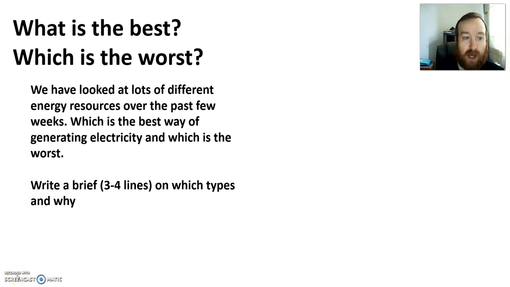Hello, Year 9. Your first job this week is going to be to write a really brief description about which energy resource you think is the best and which you think is the worst. Okay, so we've looked at lots of different types over the last few weeks. We've looked at coal, gas, hydroelectricity, solar, wind, we've looked at lots. And we've talked about the advantages and disadvantages and how they're used and how they work.